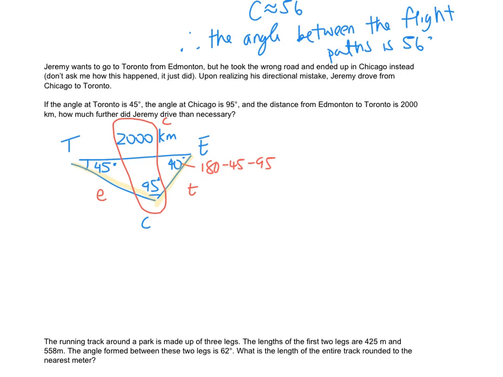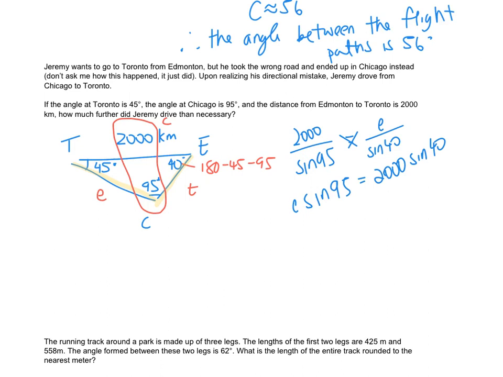So let's say you solved for E first. You should have 2,000 over sine 95 for that full pair is equal to side E over sine 40. We can cross multiply, so E with sine 95 and 2,000 with sine 40. And we're going to divide both sides by sine 95. So for side E, you should get approximately 1,290.5. So that's the distance from Chicago to Toronto. So I'm just going to label that in my triangle.